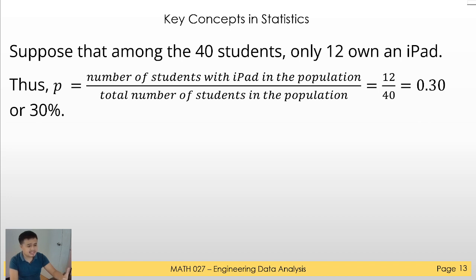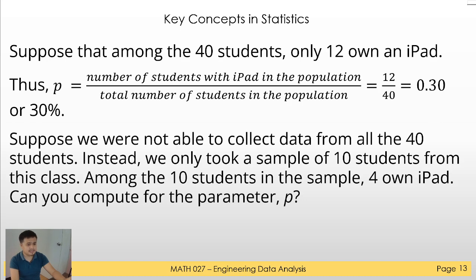So this is the parameter based on the population. Your population is the 40 students, and your parameter is 30%, based on what you want to figure out about the population. But let's say not all of the 40 students are available. Maybe most of them are absent. Only 10 students are present. So you can only take 10 students to participate in your survey to figure out how many have an iPad versus the total students. You can get a sample of 10 students, and let's say 4 of them own an iPad.